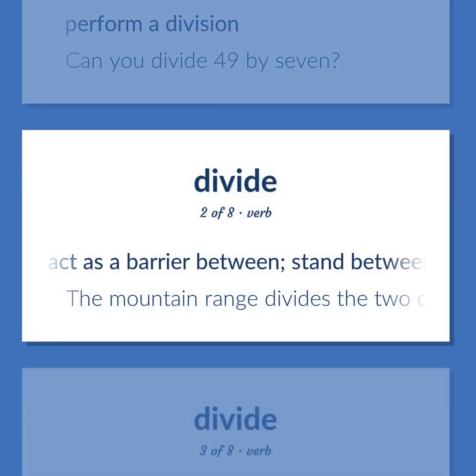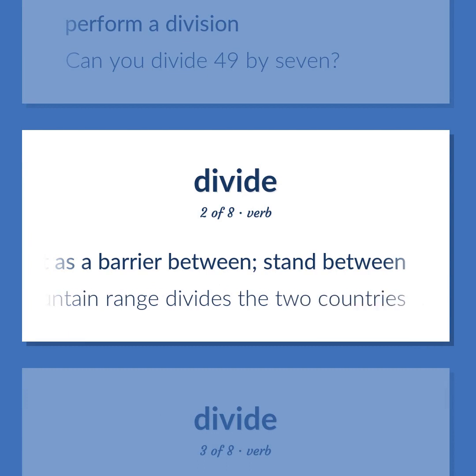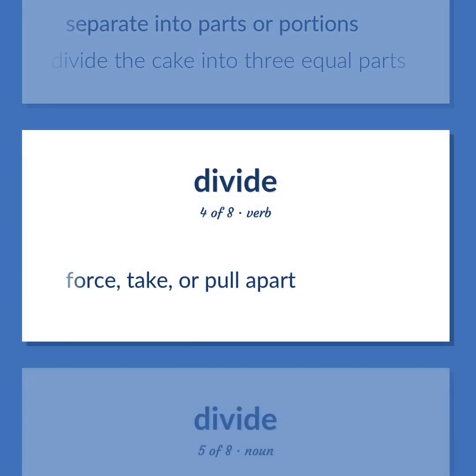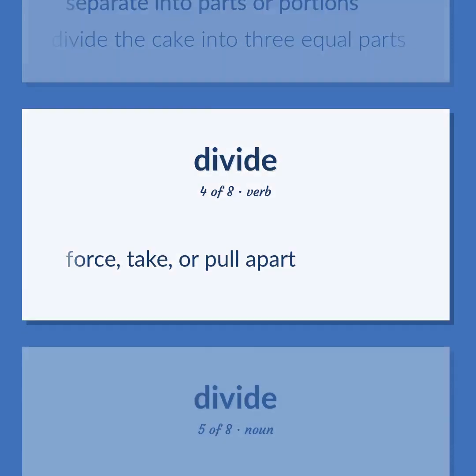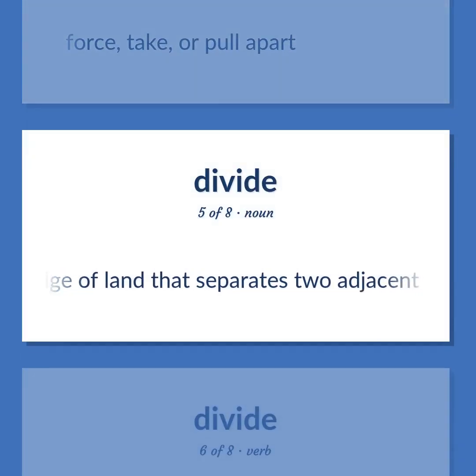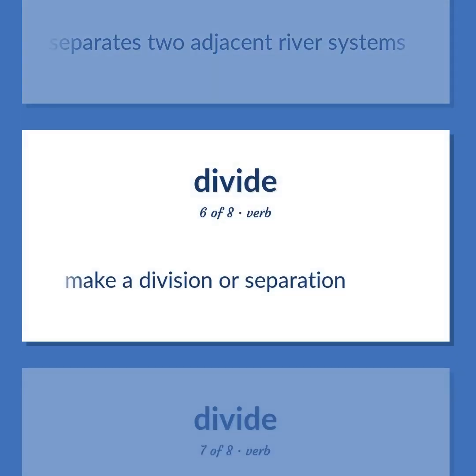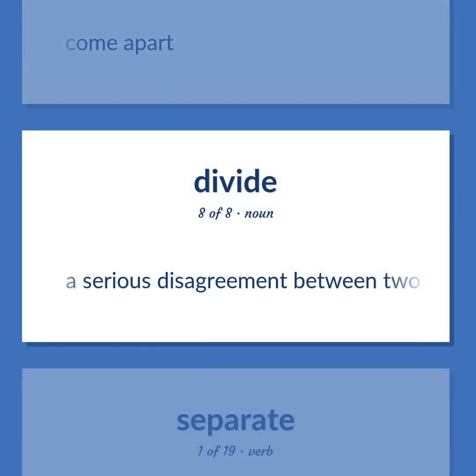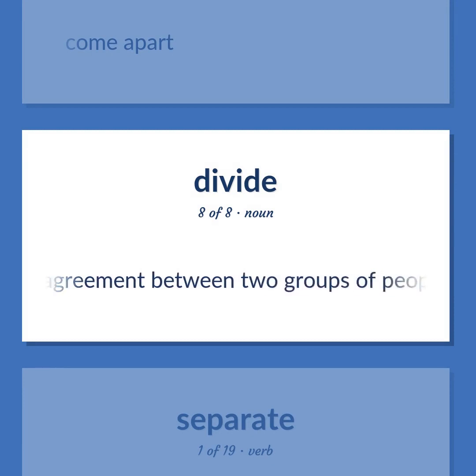Act as a barrier between. Stand between. The mountain range divides the 2 countries. Separate into parts or portions. Divide the cake into 3 equal parts. Force, take, or pull apart. A ridge of land that separates 2 adjacent river systems. Make a division or separation. Come apart. A serious disagreement between two groups of people, typically producing tension or hostility.